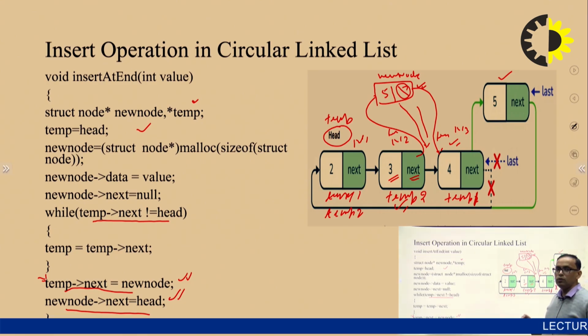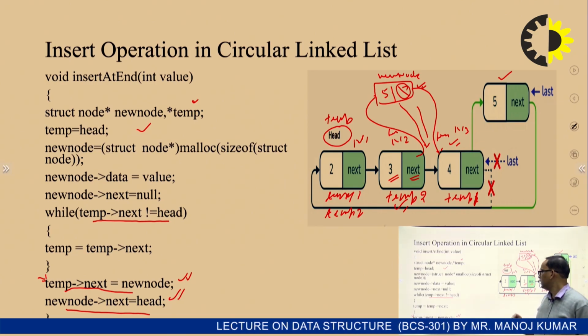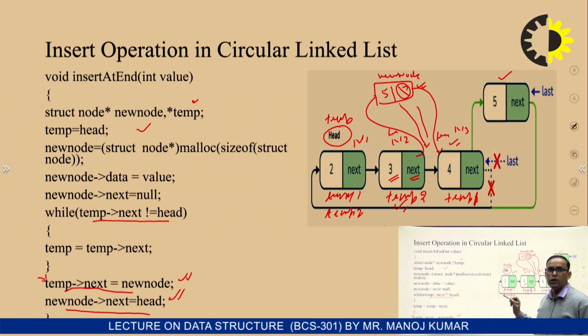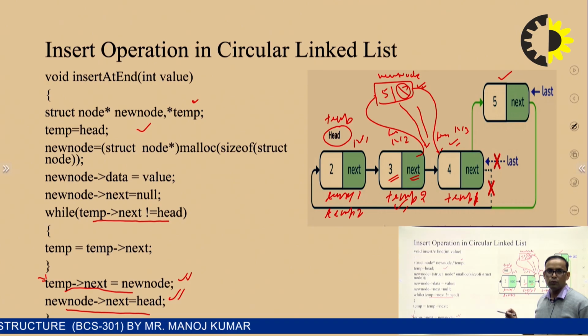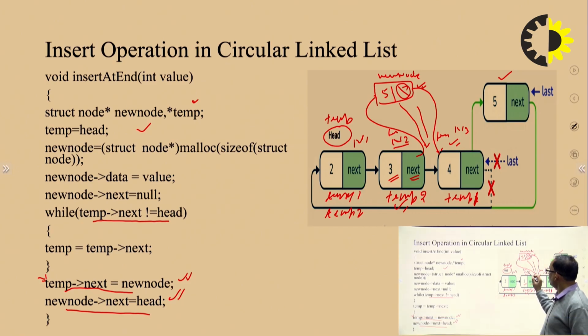So what we are going to do here: we initialize two pointers, temp1 and temp2, with head, the first node. Now we move temp1 and temp2 until temp2 refers to the node after which we have to insert the new node. For example, here we have to insert the new node after n2. So temp2 will move from the first node till temp2 refers to n2, and temp1 will move next to temp2.